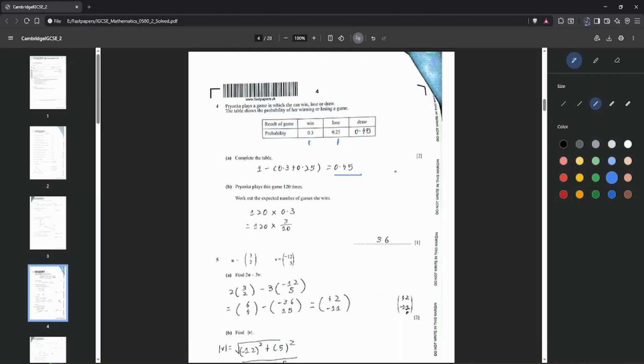Priyanka plays 120 times. Work out the expected number of games she wins. So the probability of winning is 0.3, right? So we need to multiply 120 with 0.3 to get the expected number and we have 36.